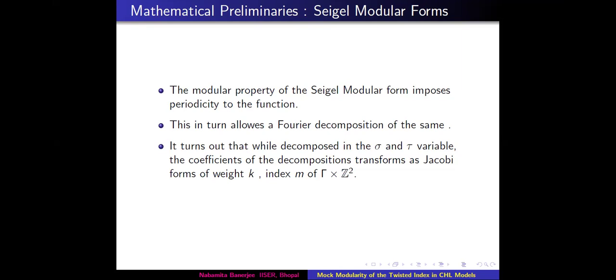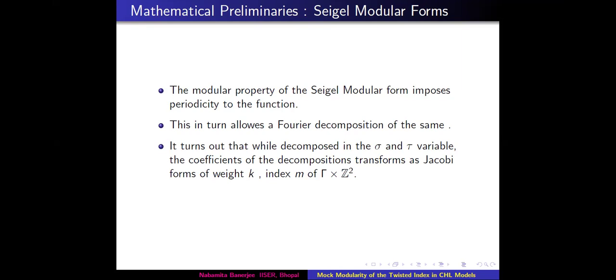Now it turns out that when we decompose this function in the sigma variable or in the tau variable, the coefficients of the decomposition actually transform as a Jacobi form of weight K and index M under the subgroup gamma cross Z. This is a result that one can prove. They have proved it for the cases that I told you, for M equal to 1 and any n.